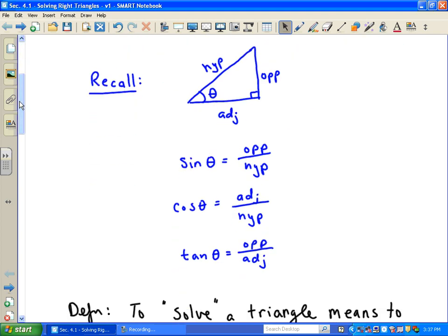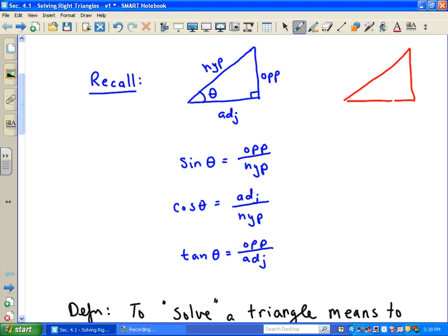If you have a right triangle, and we're labeling where theta is, then we can define our sine, our cosine, and our tangent as ratios of either opposite, adjacent, or hypotenuse. Sine of theta in this case is opposite over hypotenuse, cosine is adjacent over hypotenuse, and then tangent is opposite over adjacent.